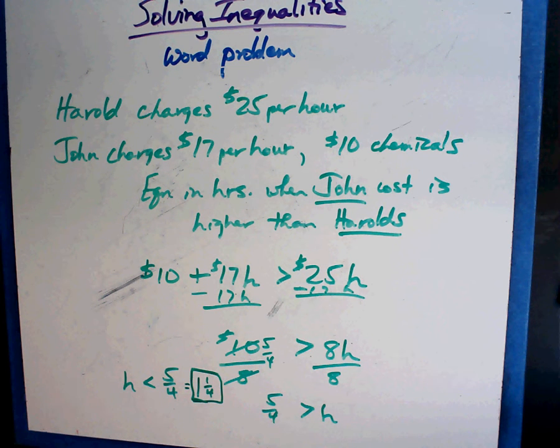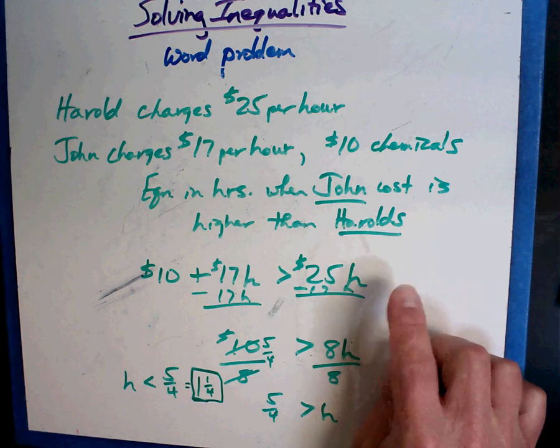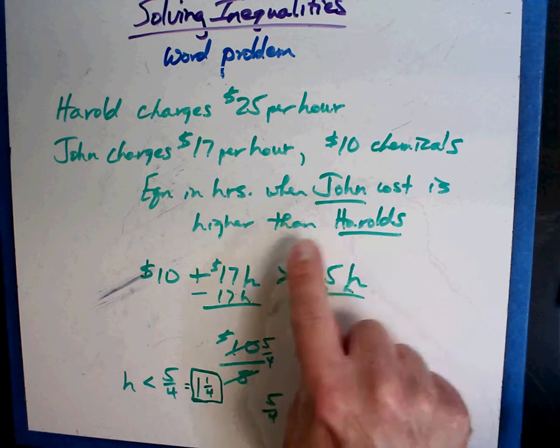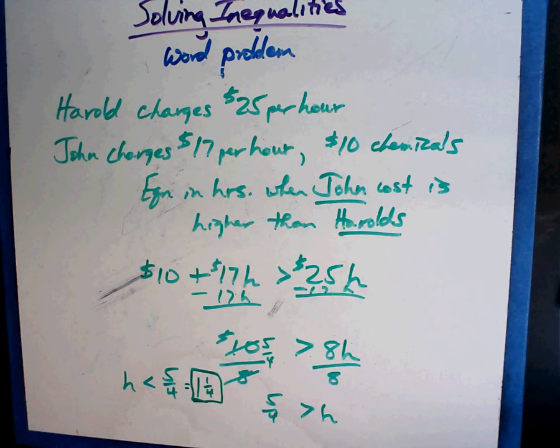So that's how you solve an equation with inequalities. You have to get the equation, and then you solve it from there. It really comes down to reading that last line, John compared to Harold, and then you can solve it from there. All right, you're doing great. Keep it up.